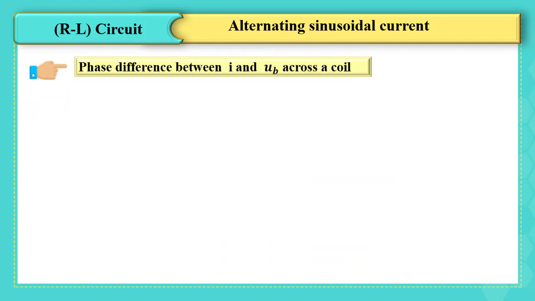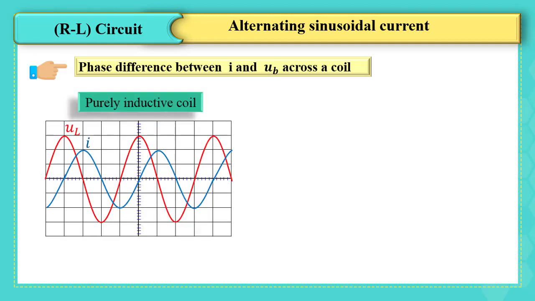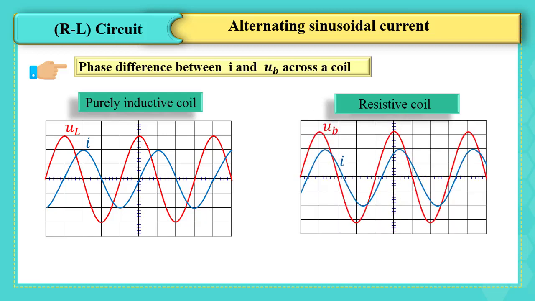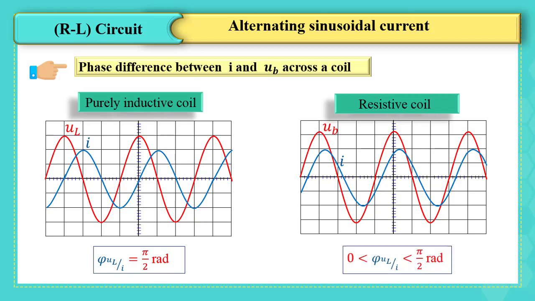So we can conclude that the phase difference between i and UL across a coil is pi over 2 when the coil is purely inductive, and between 0 and pi over 2 when the coil is resistive.